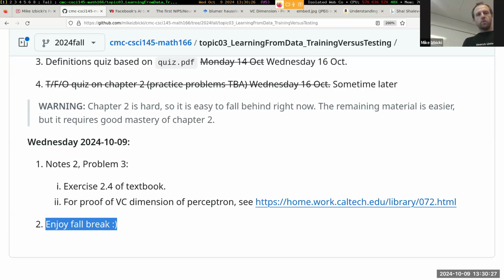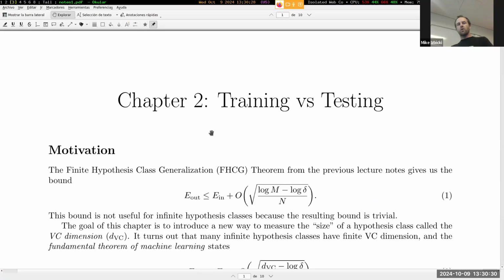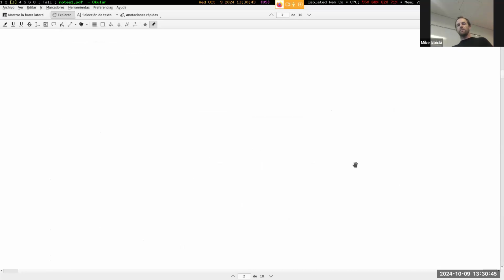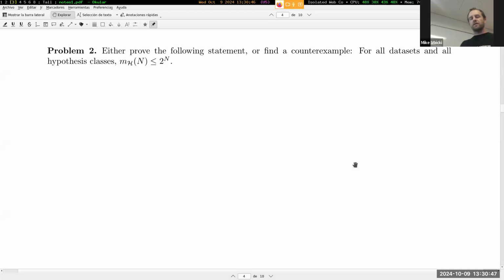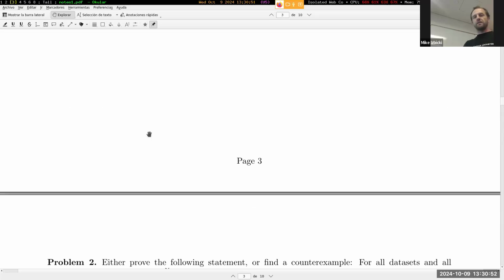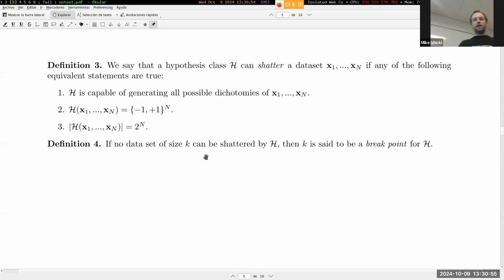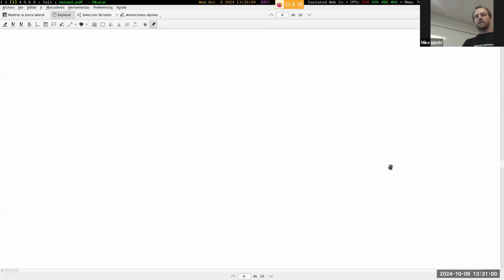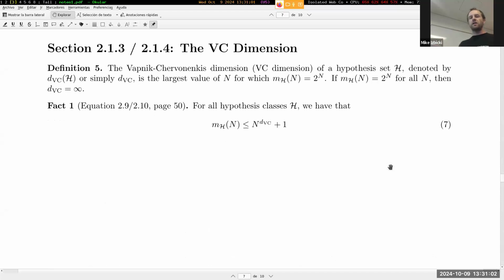So last time, let's review where we left off. We've been going over this chapter 2 here, training versus testing. Again, the point of chapter 2 is to develop these generalization bounds based on the VC dimension. And we spent a lot of time talking about what it means to be the VC dimension of something. How is it defined? There's a lot of related terms here, like the growth function and dichotomies and shattering and breakpoints, and all of these terms are providing basically the same information.